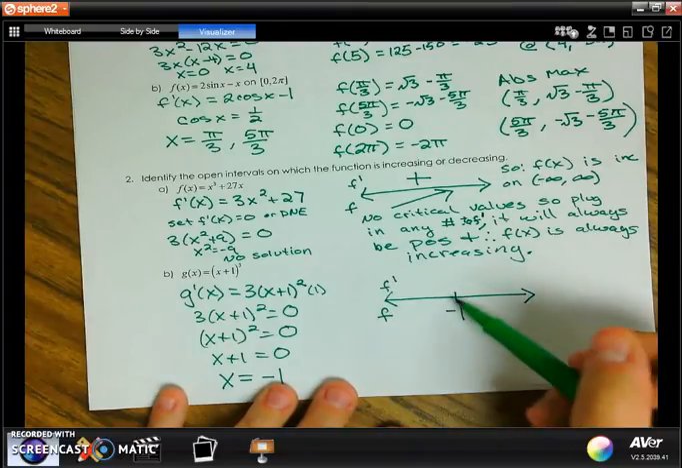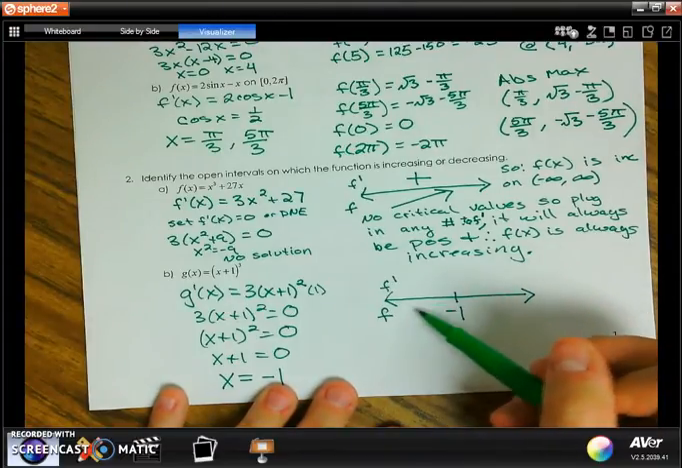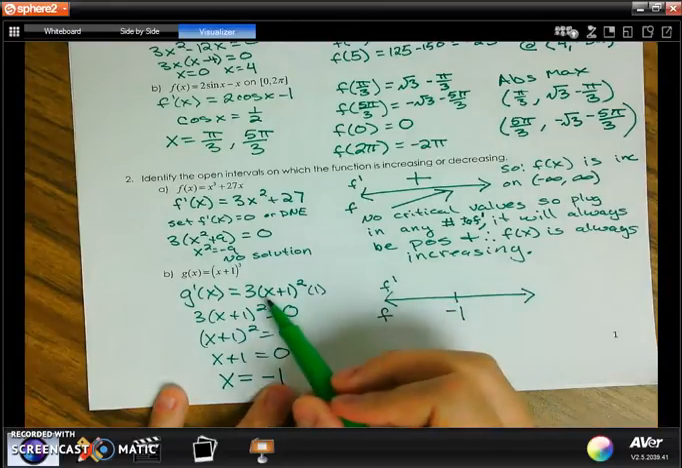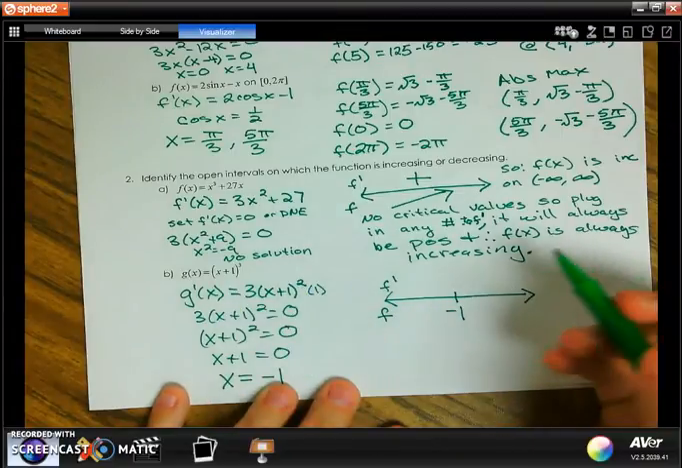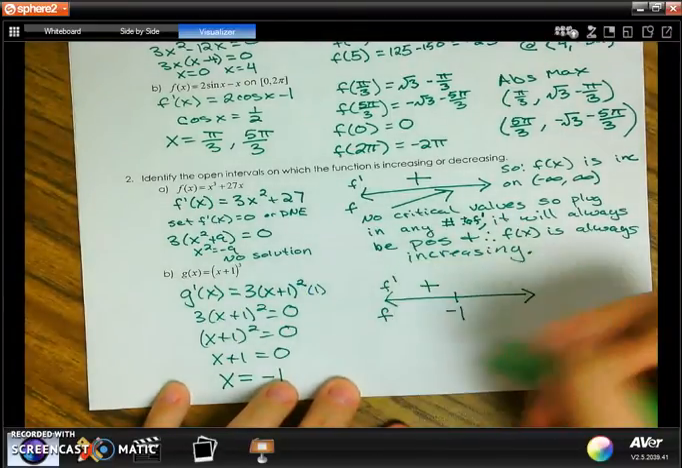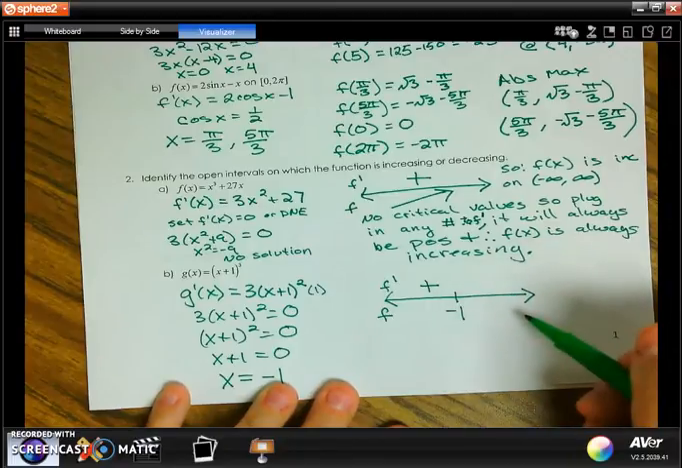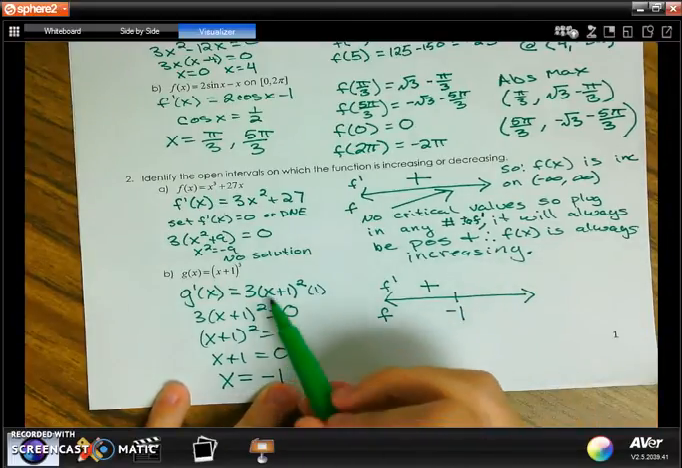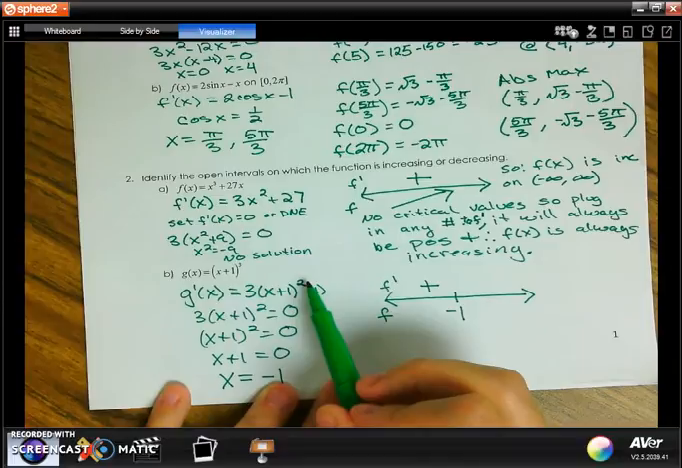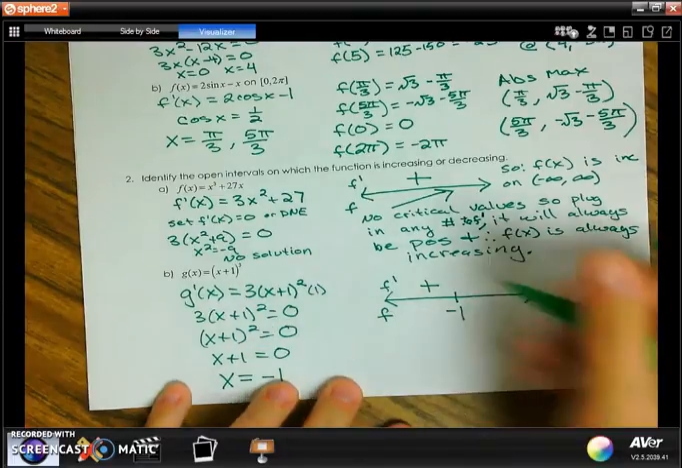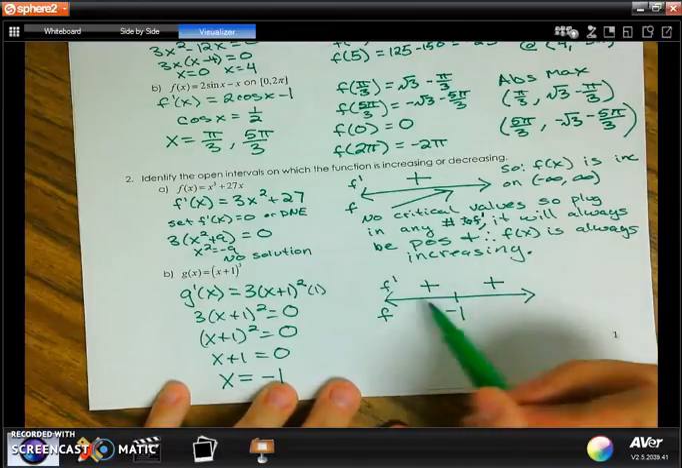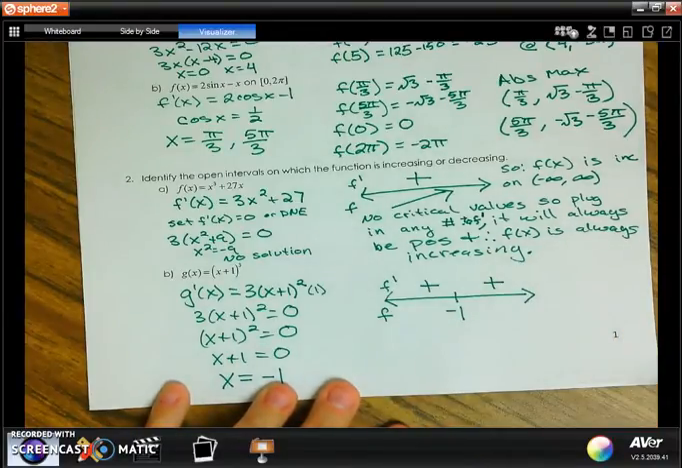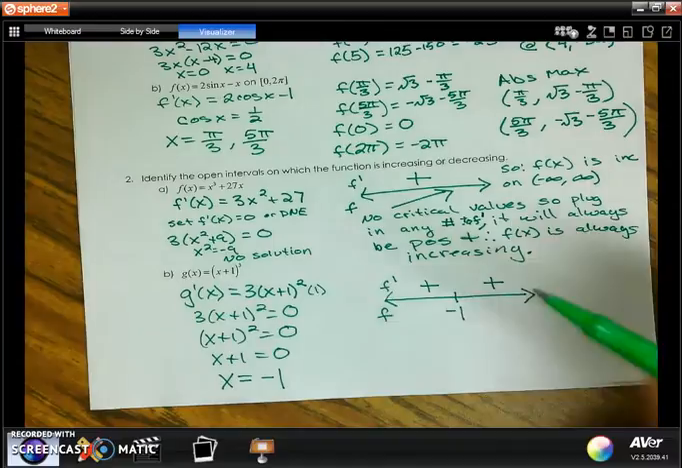So when I plug in a number to the left of negative 1, so I don't know, like a negative 2, into the derivative, negative 2 plus 1 is negative 1, squared is a positive 1, times 3 is still positive, so I get a positive over here. And then I plug in a number to the right of it, so 0 is probably the easiest thing. If I plug in a 0 there, square it, that's positive times a positive, so I still get a positive over here. And again, it's not uncommon for that to happen. It usually alternates, but it doesn't have to.